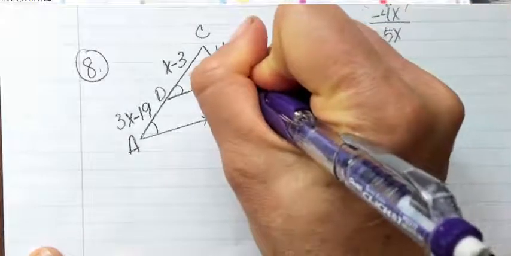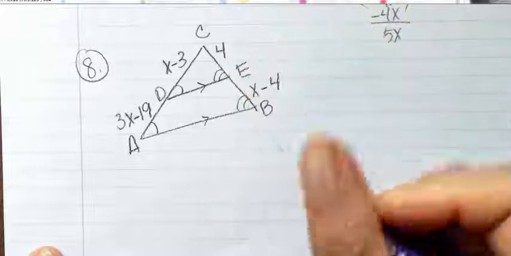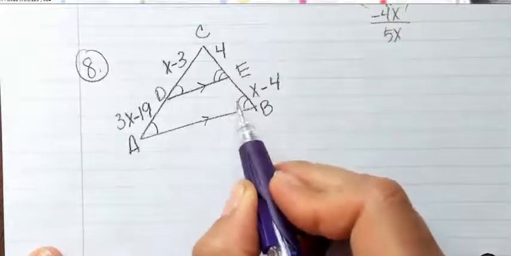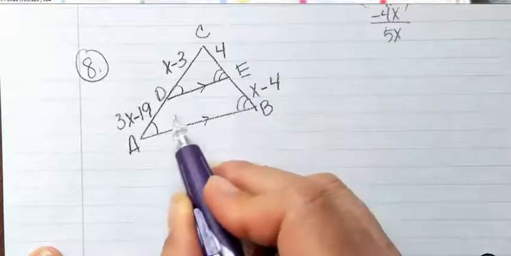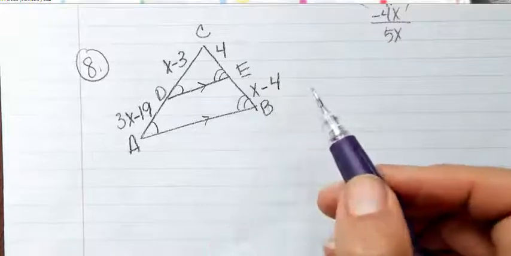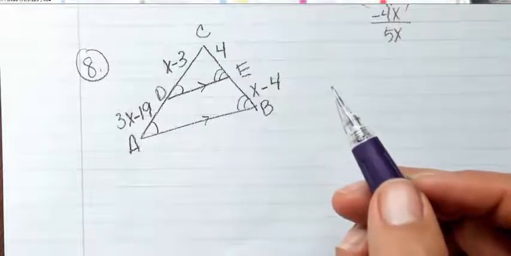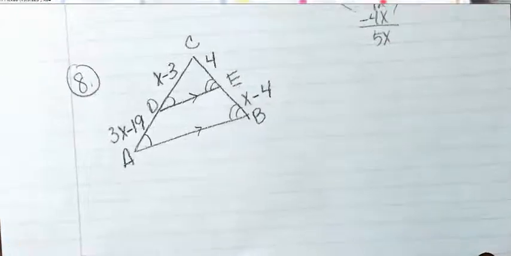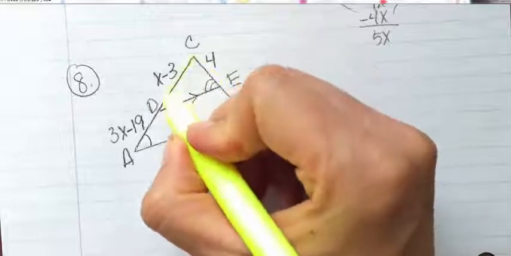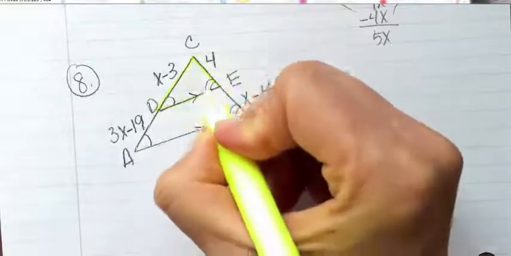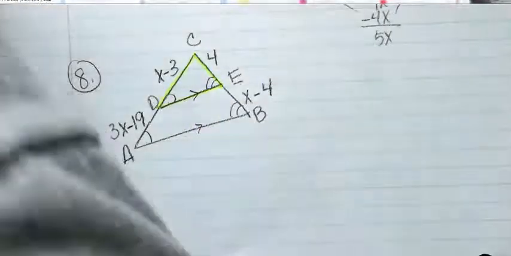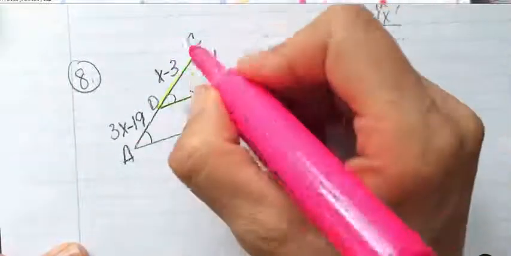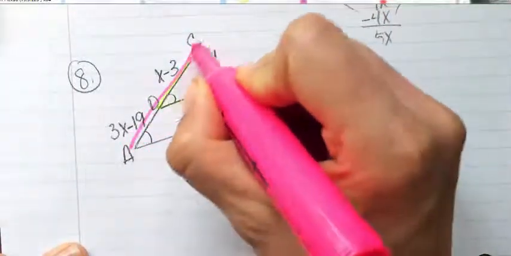And the same would be true here. These two angles will also be congruent because they're corresponding angles, they're in corresponding positions, and these two lines are parallel, okay? All right, so can you see then that I have two triangles? The smaller triangle, which I'll make yellow, and the larger triangle, which I'll make pink.